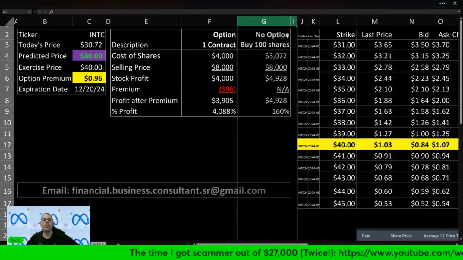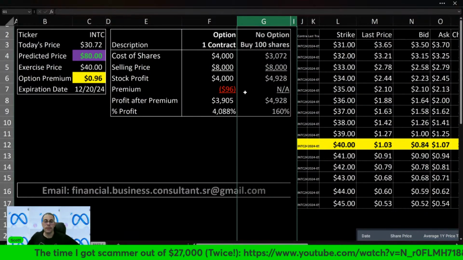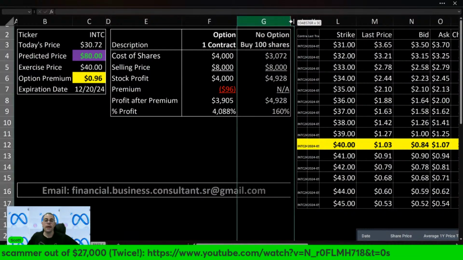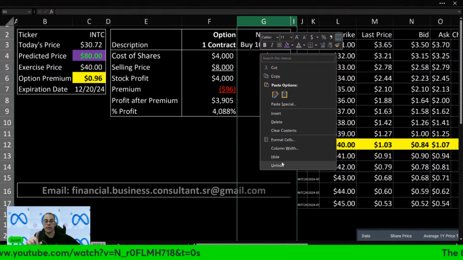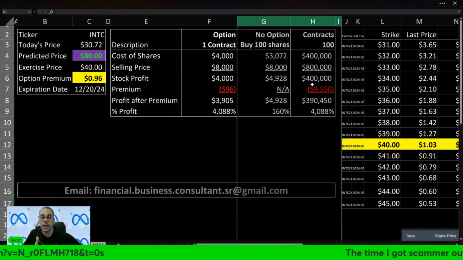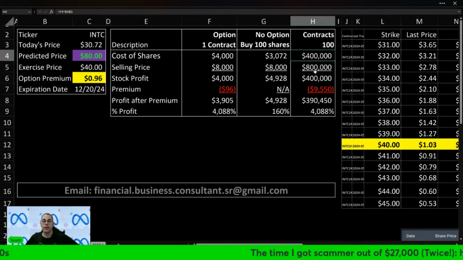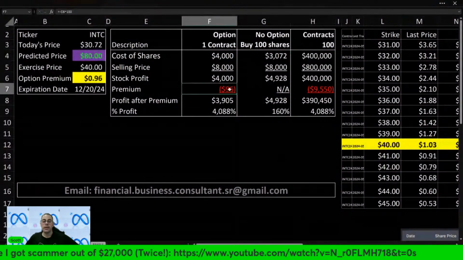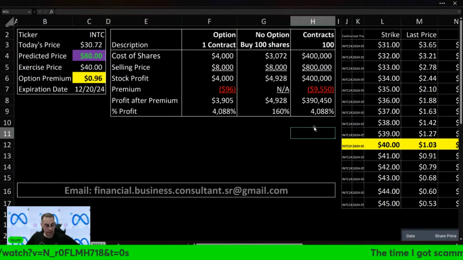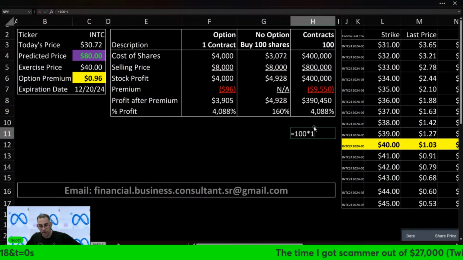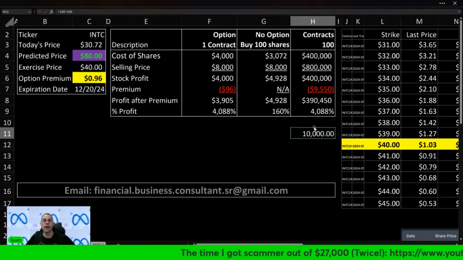So you might think, why do you buy options? Because you could make more money buying a stock outright. This is assuming you just buy one contract. What if you bought 100 contracts? Dollars to control 100 contracts. And 100 contracts is 10,000 shares of Intel stock.